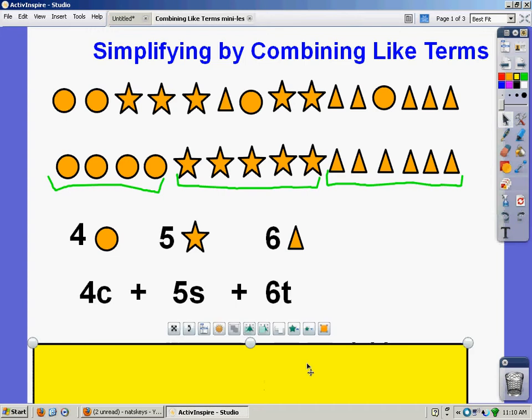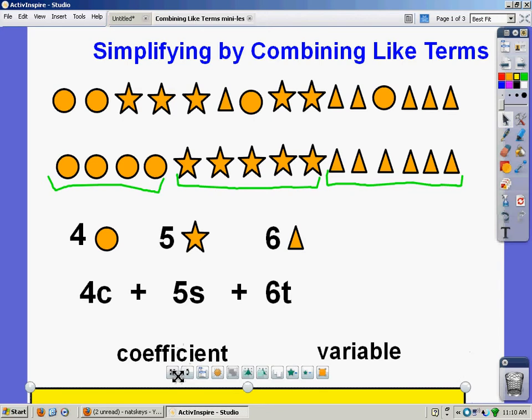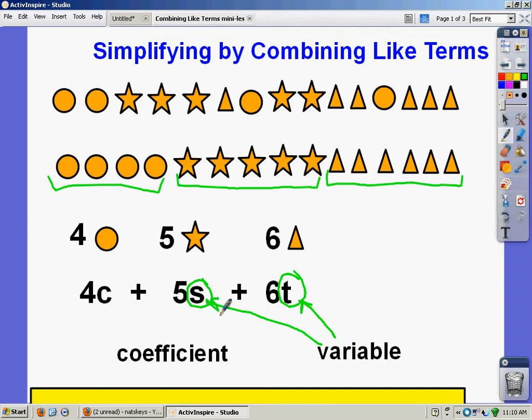I didn't really label these, but all my letters represent objects. So in this particular case, T represents a triangle, and we call letter T a variable because sometimes it represents a triangle. In another case, it could represent something else. Same thing for the letter S. S is a variable because in this case it represents a star. C represents a circle. So there I have my 3 variables labeled.